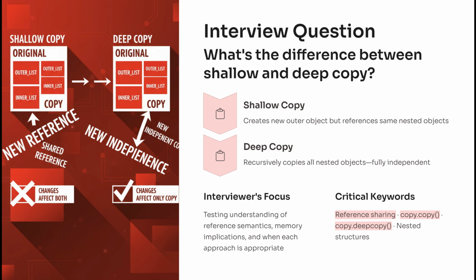A shallow copy makes a new outer container, like copying a folder. But all the files inside still point back to the same originals, so if you change something inside, both folders reflect that change. A deep copy, on the other hand, doesn't just copy the folder, it duplicates everything inside it too. Each file, each subfolder, brand new and fully independent. That's the key difference. Shallow copy shares inner references. Deep copy creates completely separate objects.